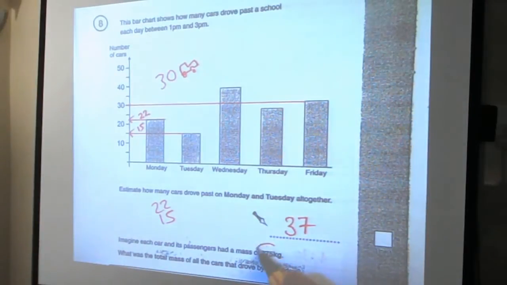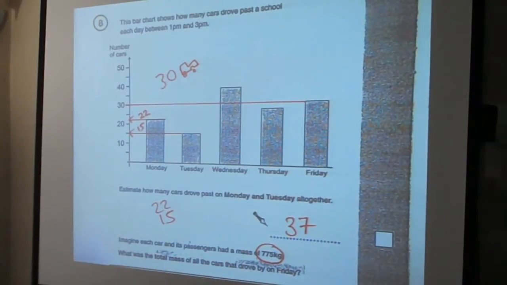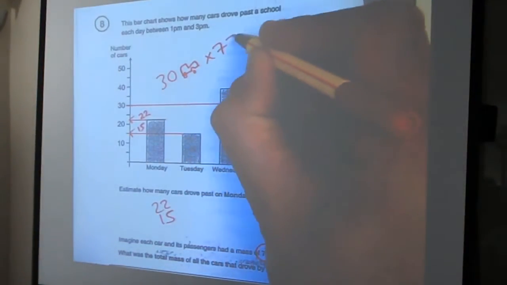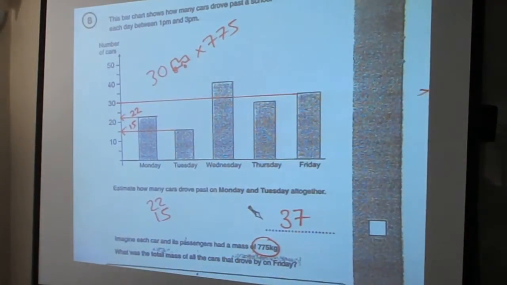And each car has a mass of 775 with the passengers. So it's 30 times 775. Okay, we all got that? Is that what we all did?